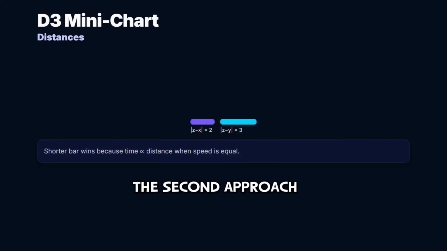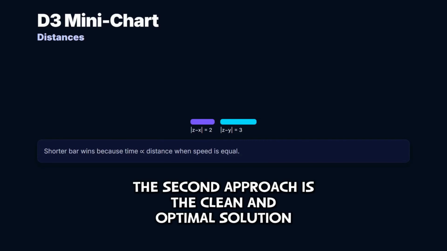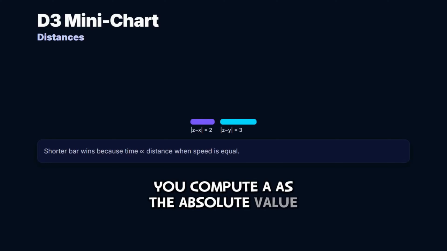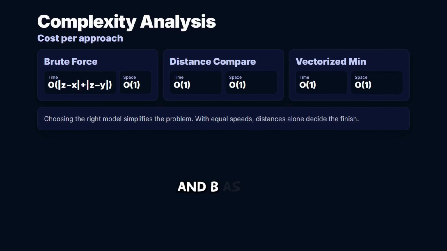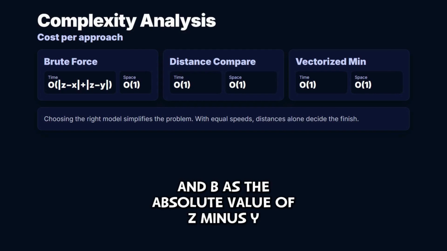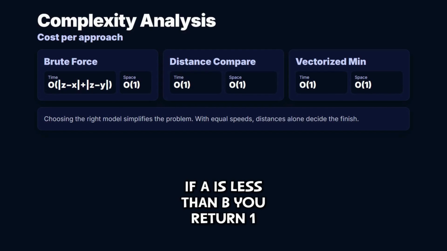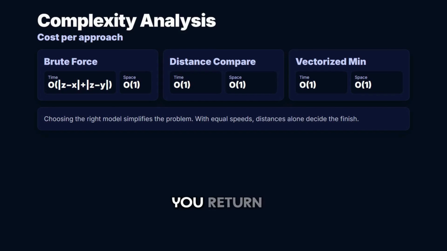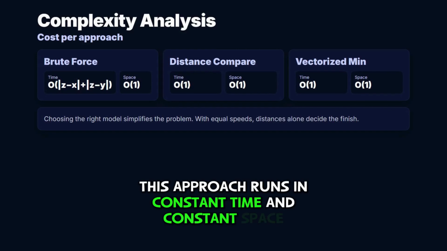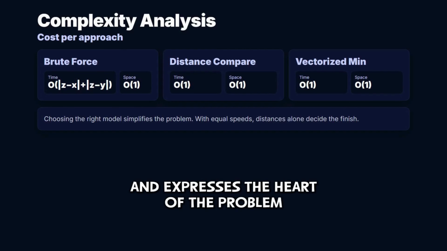The second approach is the clean and optimal solution. You compute A as the absolute value of Z minus X and B as the absolute value of Z minus Y. If A and B are equal, you return 0. If A is less than B, you return 1, and if A is greater than B, you return 2. This approach runs in constant time and constant space and expresses the heart of the problem very clearly.